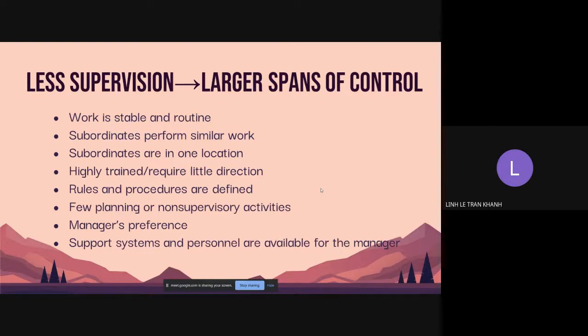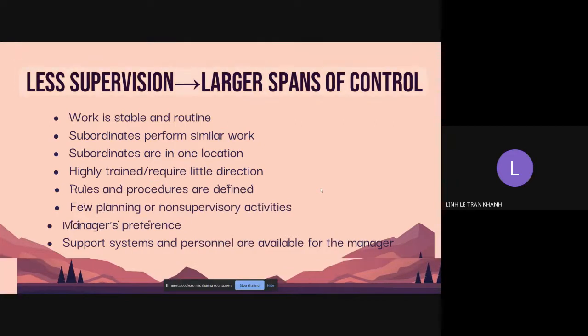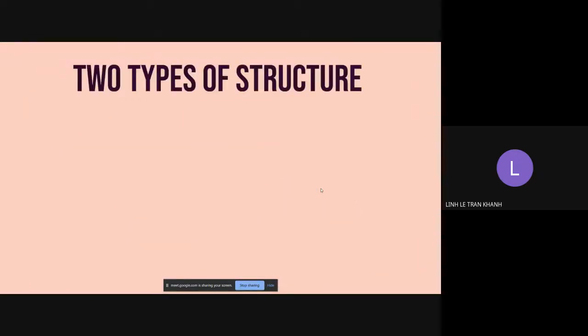The span of management or span of control is divided into two types of structure, and we use the average span of control to determine whether the structure is tall or flat.